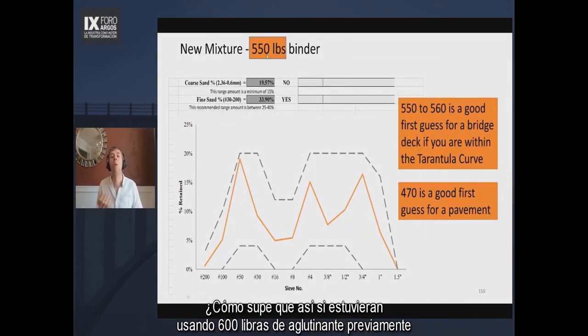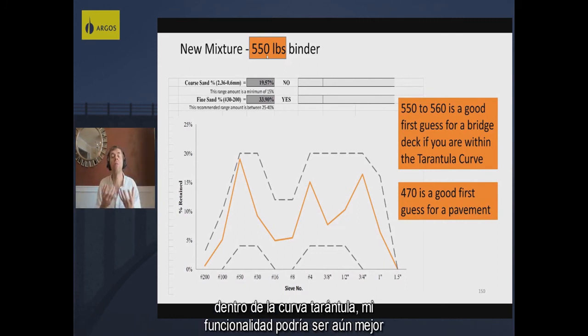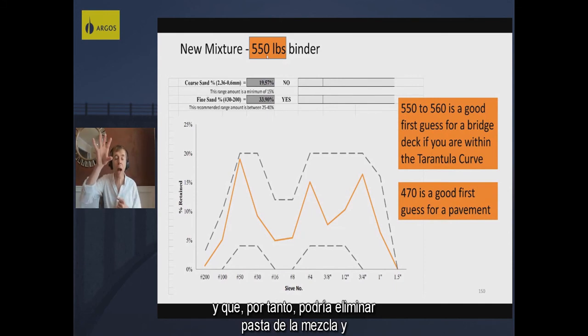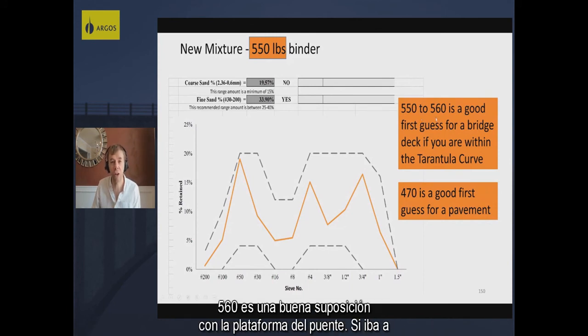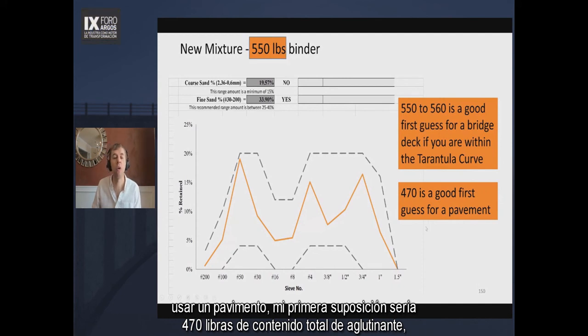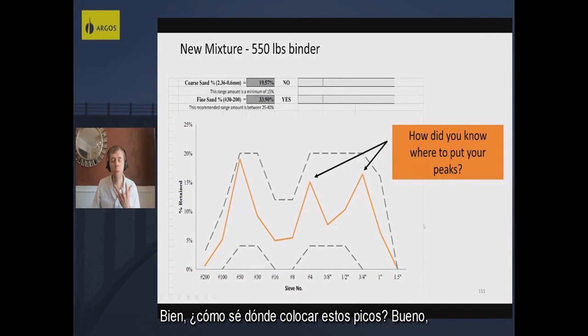How did I know that? Well, if they were using 600 pounds of binder previously, and they were happy with their workability, I knew that if I got myself within the Tarantula Curve, my workability would get even better, and therefore I could remove paste from the mixture, and it would still have similar workability. So this was a first guess. 550 pounds to 560 is a good guess. With a bridge deck, if I was going to use a pavement, my first guess would be 470 pounds of total binder content.